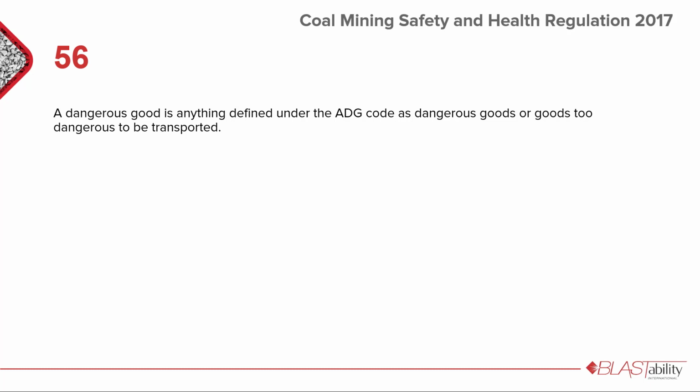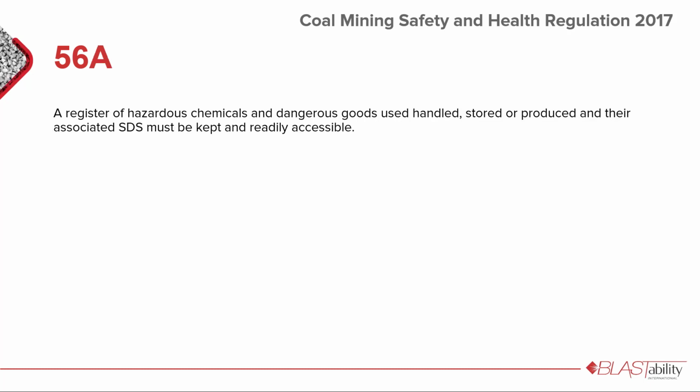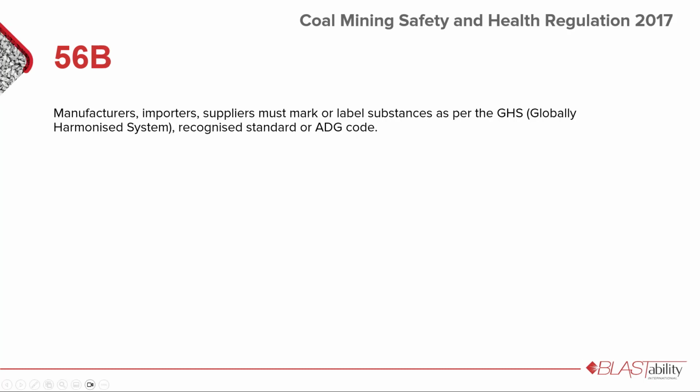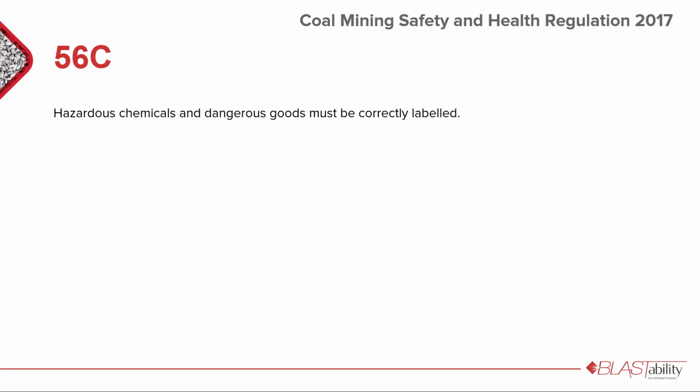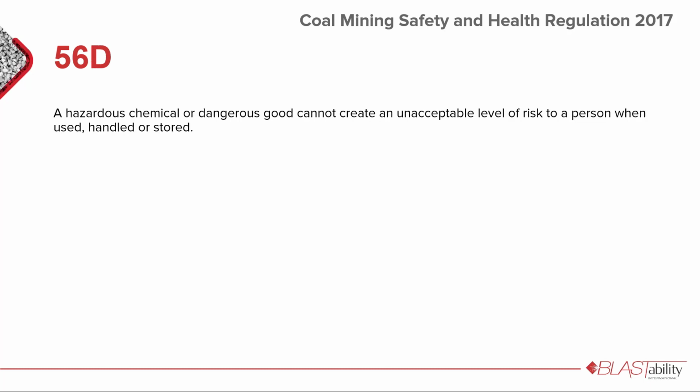56. A dangerous good is anything defined under the ADG code as dangerous goods or goods too dangerous to be transported. 56A. A register of hazardous chemicals and dangerous goods used, handled, stored, or produced, and their associated SDS must be kept and readily accessible. 56B. Manufacturers, importers, suppliers must mark or label substances as per the GHS, Globally Harmonized System, Recognized Standard, or ADG code. 56C. Hazardous chemicals and dangerous goods must be correctly labeled.